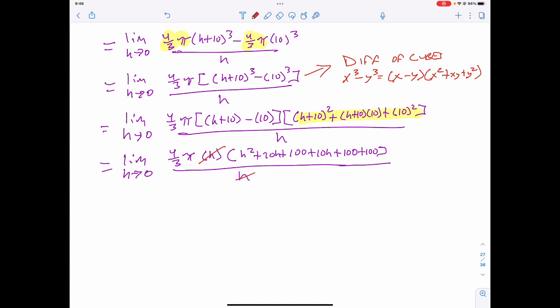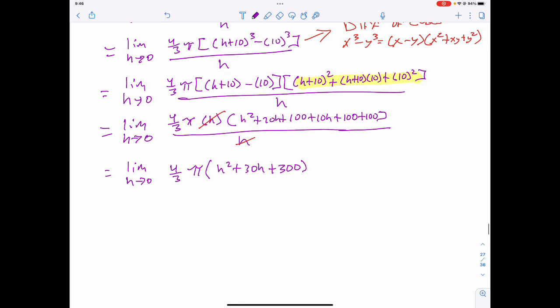And that means that the limit as h approaches 0 is going to be 4/3 pi times, when I combine the h squared plus 20h plus 100, so on and so forth, I get h squared plus 30h plus 300.